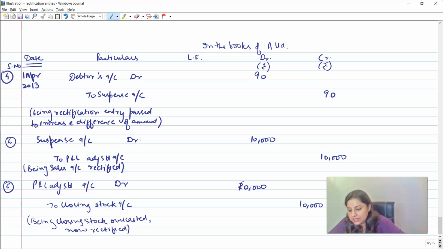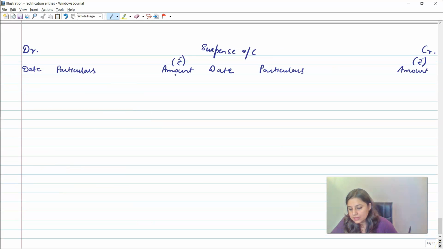So now the question says that we also have to prepare the suspense account and also state the effect of the errors on the determination of the net profit of last year. So let us first draft the suspense account. The difference that is recorded in the suspense account in the books of accounts which are closed, and the date that we would be mentioning is 1/4/2013.